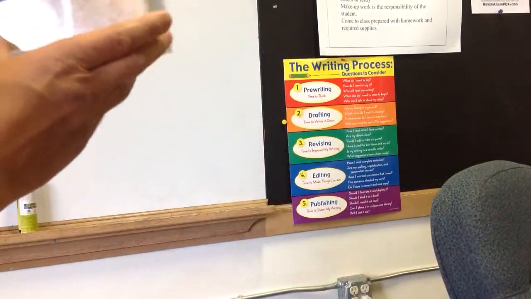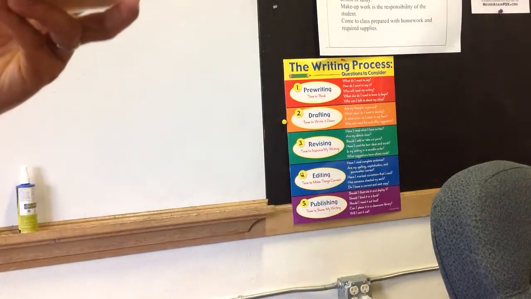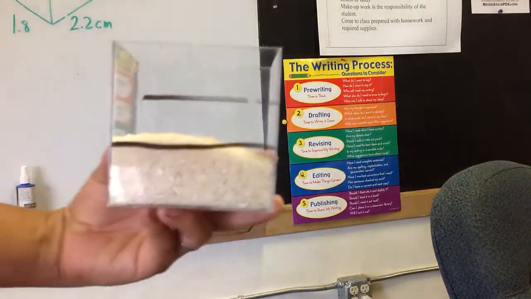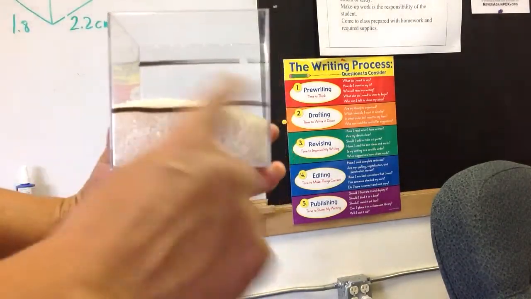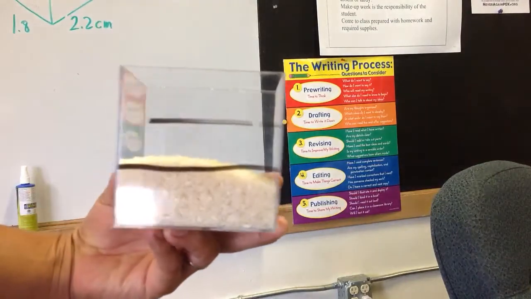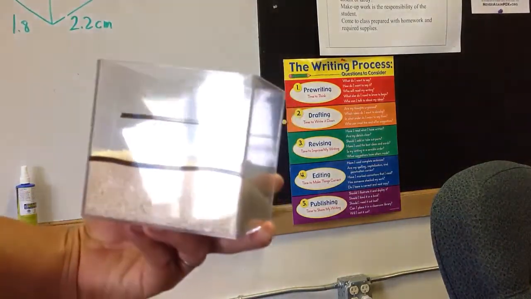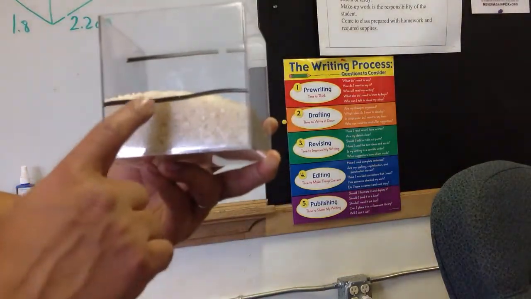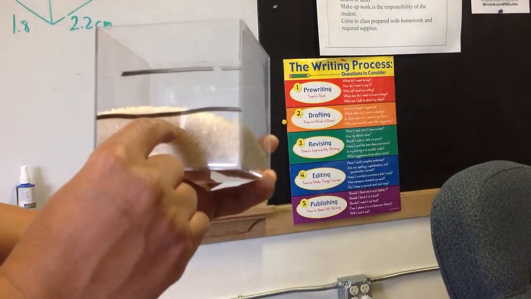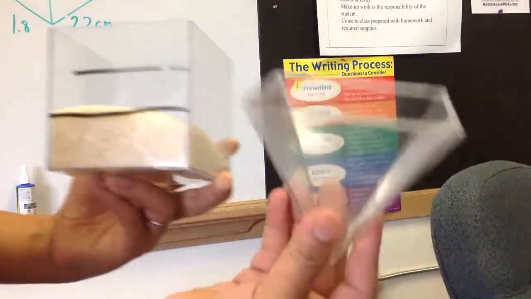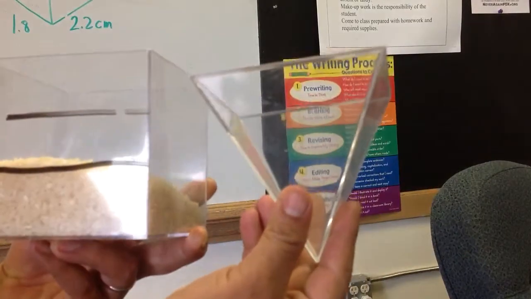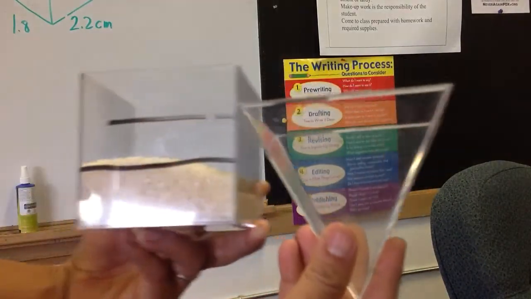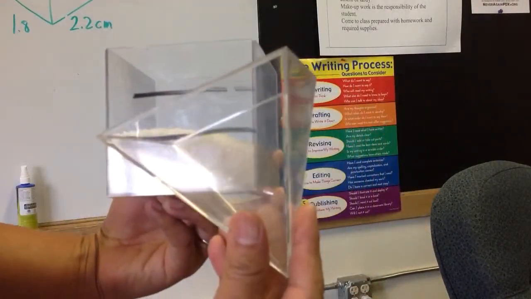And what I've done is I've roughly partitioned my cube into thirds. You see that? 1, 2, 3. And look at that. Do you see how my rice is roughly taking up 1/3 of the cube? The amount of rice in this pyramid filled up 1/3 of the cube.